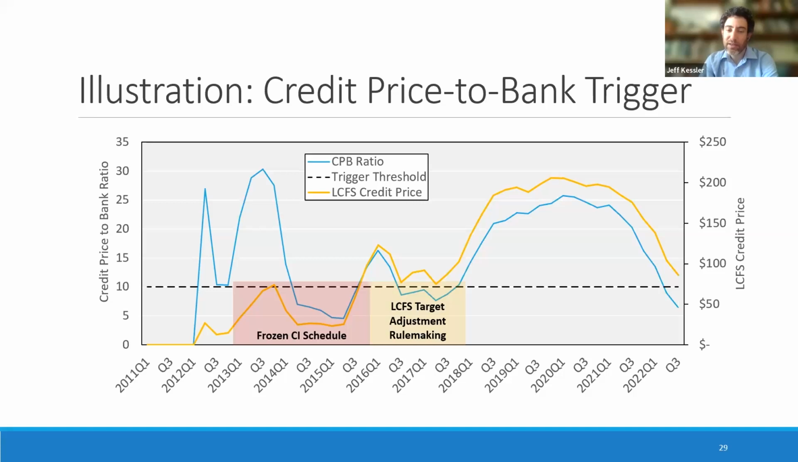As can be seen, the CPB ratio would have crossed this trigger threshold during 3 periods. The first period is when the LCFS benchmark schedule was frozen by the court order. The second period occurred during the rulemaking process, which included extending LCFS targets through 2030 for the regulation that was readopted in 2018. Finally, we see that recently the CPB ratio has dropped below this level. As such, a threshold of 10 would be consistent with stakeholder requests to increase the stringency of the LCFS targets through 2030.